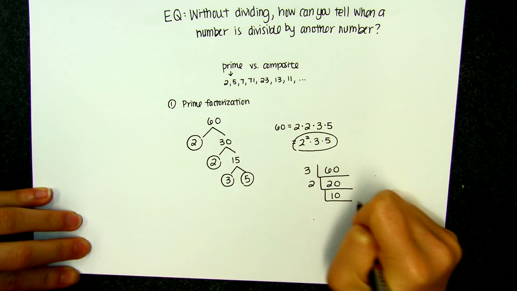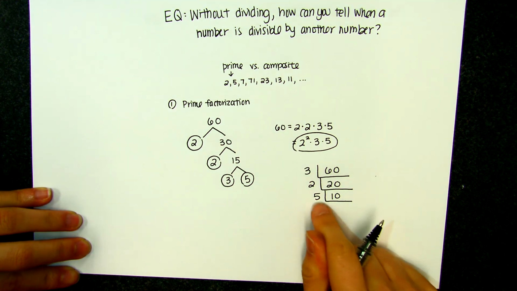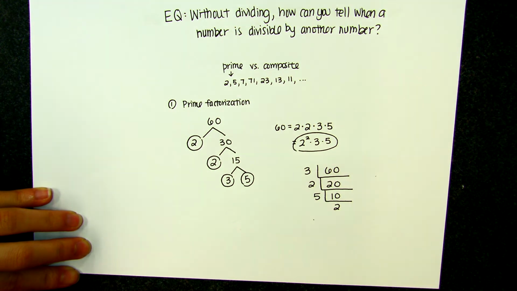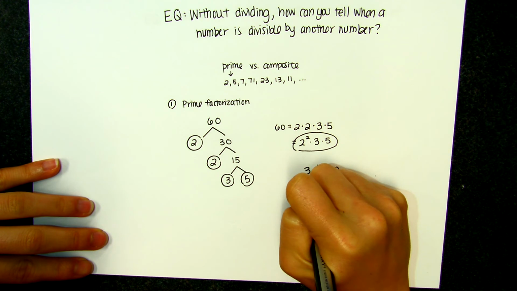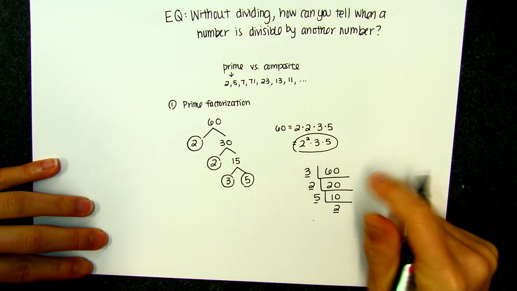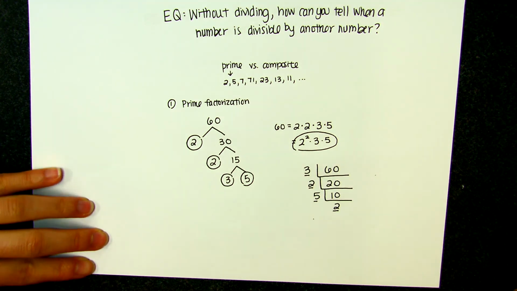5 can go into 10, and it's a prime number. 5 can go into 10 2 times, and since 2 is also a prime number, I stop. Now I'm going to look at all my prime numbers. There's 3, there's 2, there's 5, and there's 2. And you look right here, it's the same exact numbers, so it's the same answer. Okay, that's prime factorization.